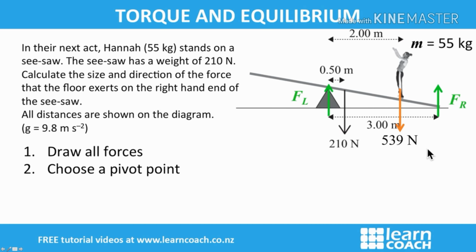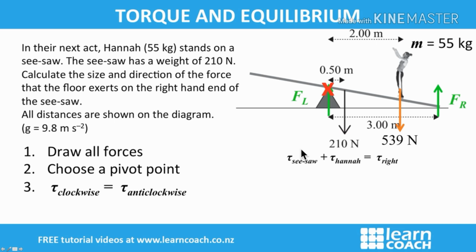The next thing you need to do is choose a pivot point. Because the question asks us to find the force upwards on the floor, we're going to choose the opposite one, the force on this left hand side, as our pivot point. Next, we have to know that the torques clockwise equal the torques anti-clockwise. So let's look at what those are.